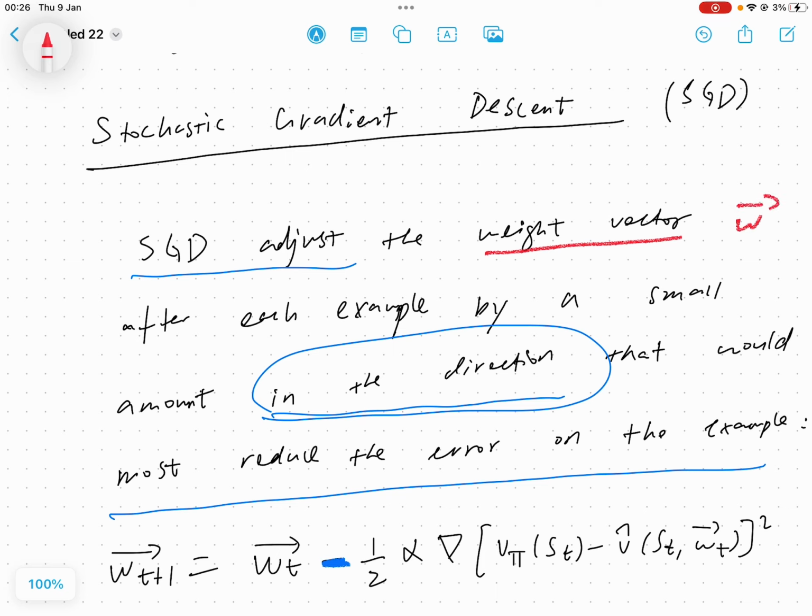After each example, or each observation, or each tuple, right, by a small amount in the direction that would most reduce the error on the example or on this observation. Okay, and here it's saying that it can update or adjust the weight vector in the direction, okay, which direction we can reduce the error the most with this observation. Okay, so let's see how it is working.